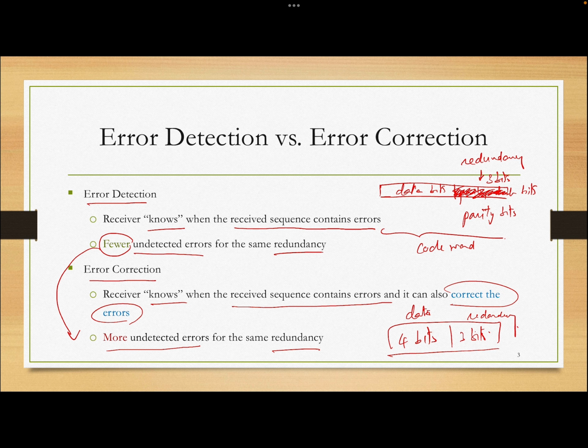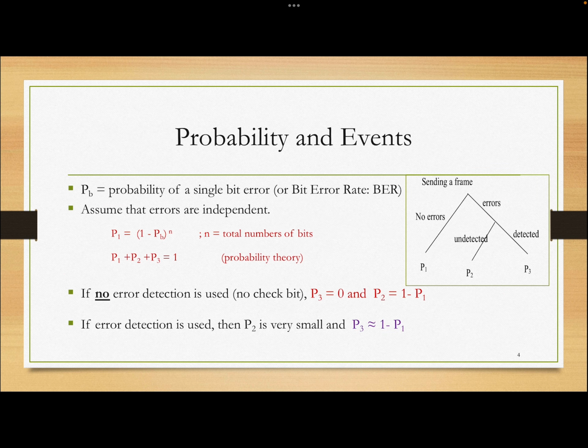Now let's talk about the probability and events. If you send a frame, the events that can occur are that you have no errors, which is good, or you have errors in the frame. If you have errors in the frame, they can be either undetected or detected. If you have no error, we call this probability P1. If you have errors and they are undetected, we call it P2. If you have errors and they can be detected, we call this P3.